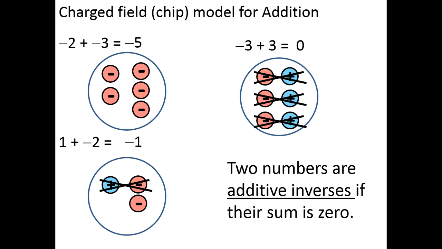Now that's an example of additive inverses. Two numbers are additive inverses if their sum is 0. So we've just shown that negative 3 and positive 3 are additive inverses.